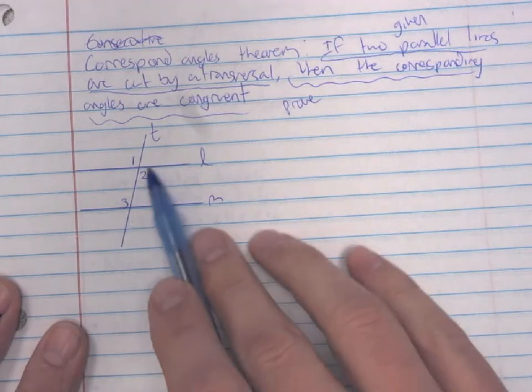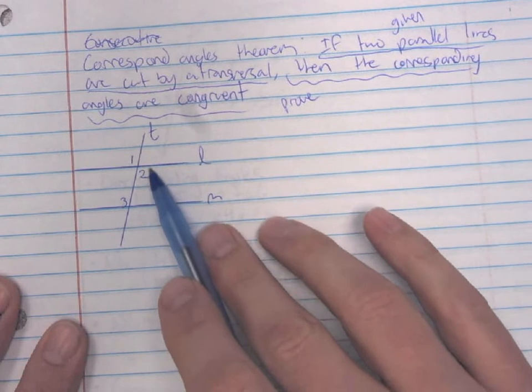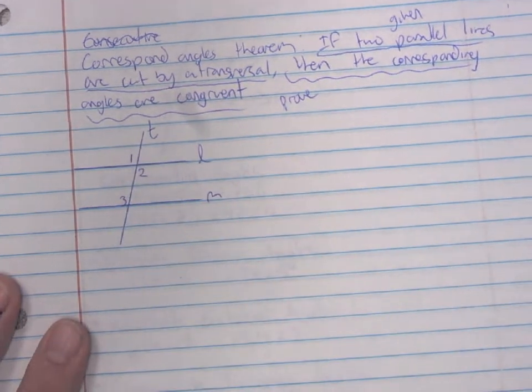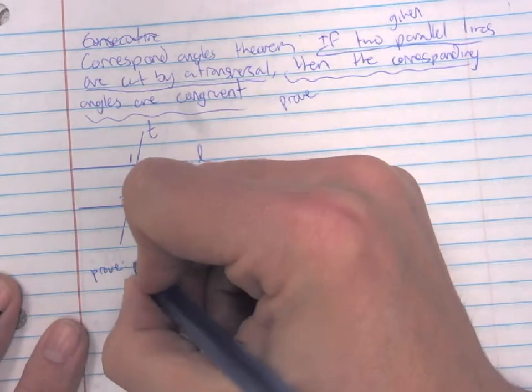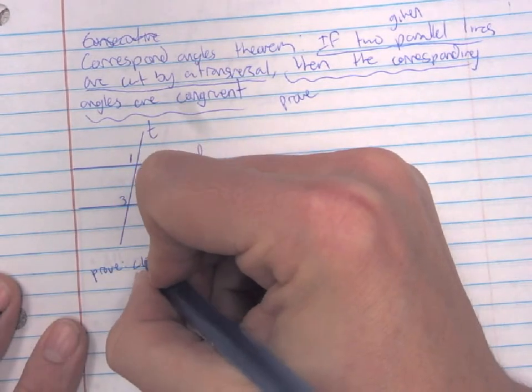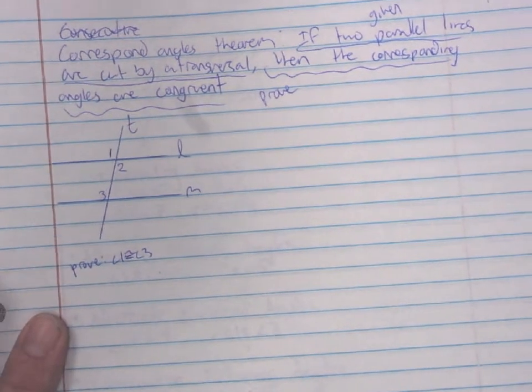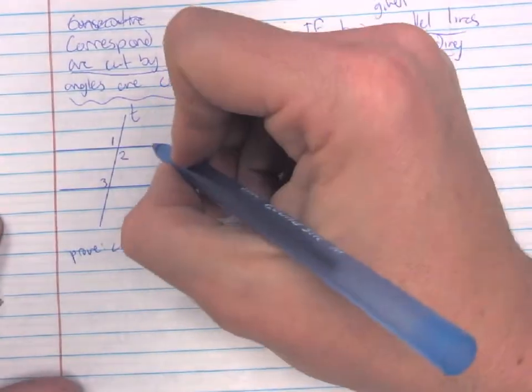So we got these alternate interior angles. We got these vertical angles, right? And what we want to show, we want to prove the corresponding angles are congruent. So we want to prove angle 1 is congruent to angle 3. Okay. That's our goal. We start with the fact that L and M are parallel.